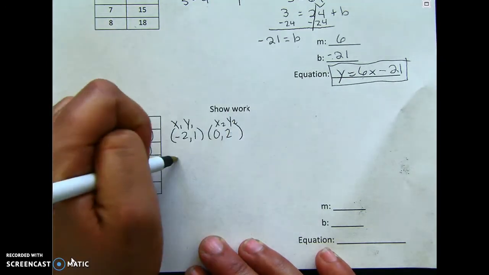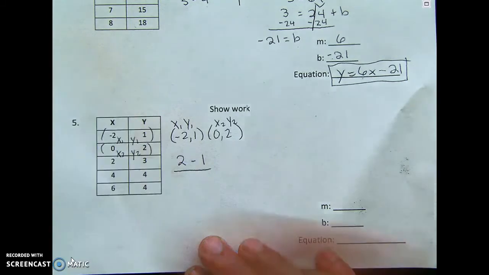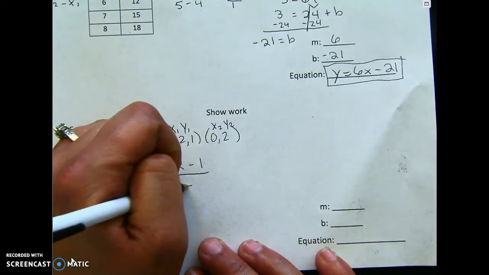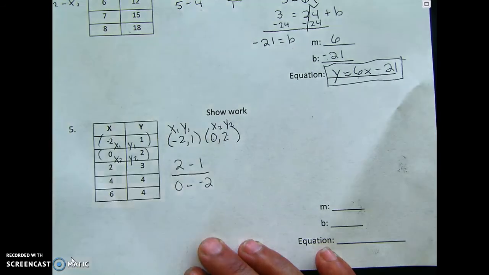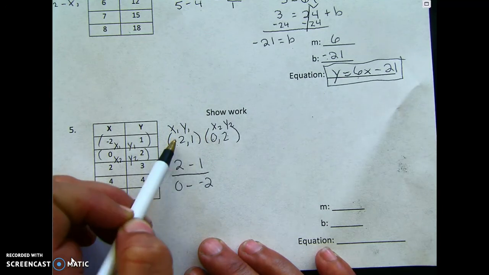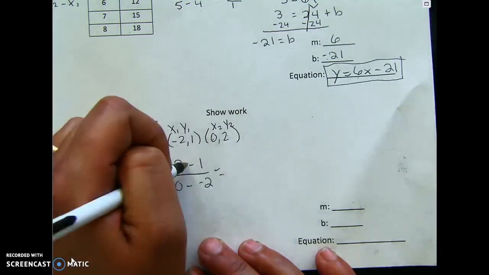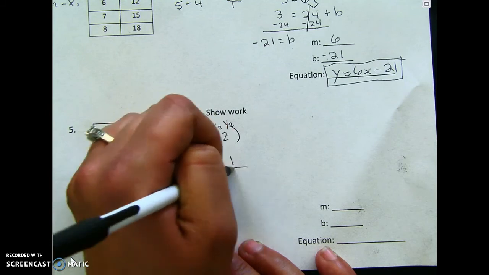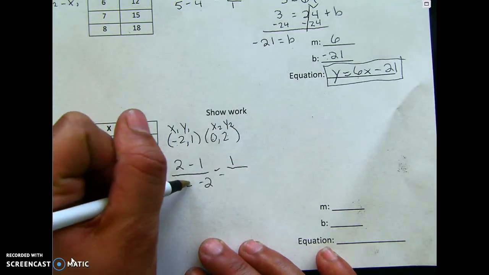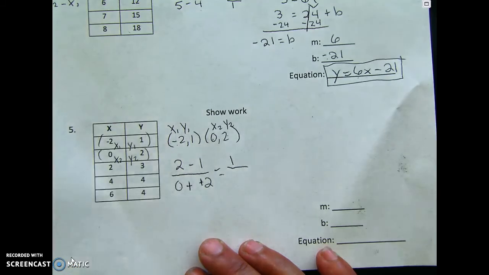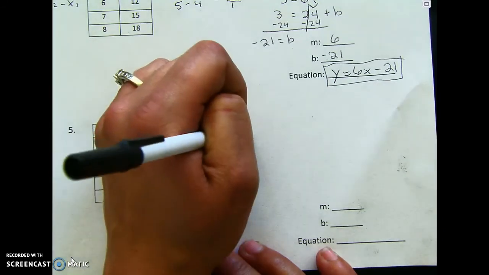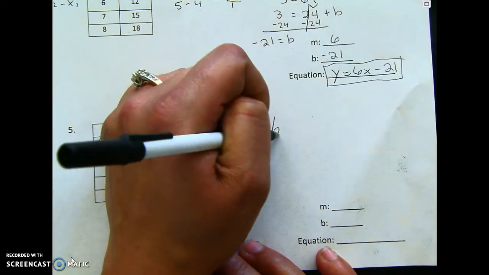y2 is 2 minus y1, which is 1. x2 is 0 minus negative 2. See how that goes? 0 minus, because that's in the formula, negative 2. 2 minus 1 is 1, so I'm going to put that there. However, I see a double negative. Keep, flip, change. That went from a double negative to a positive 2. So my m is equal to 1/2.